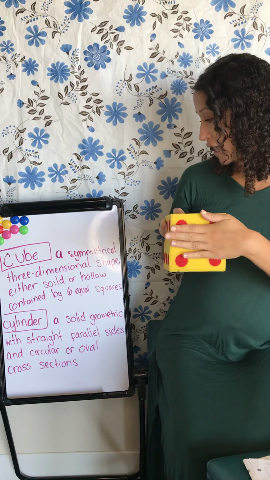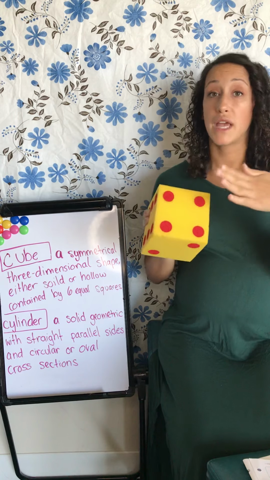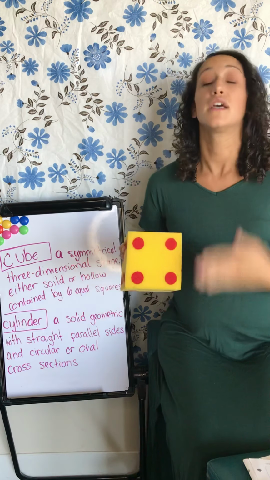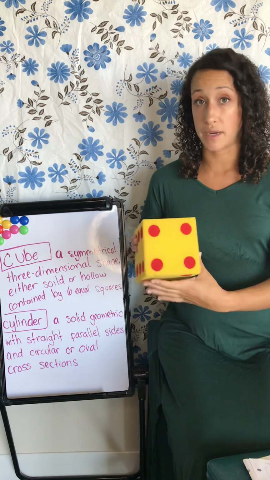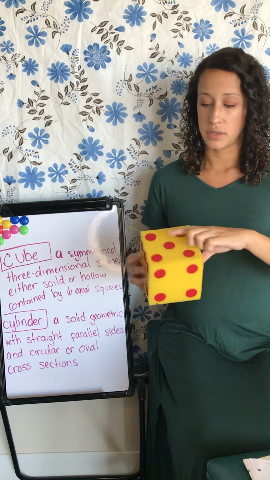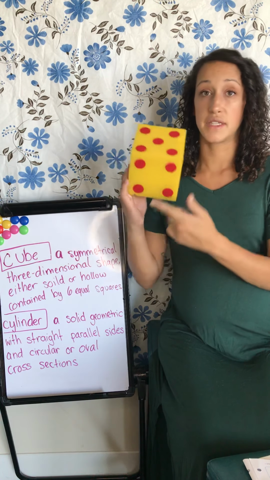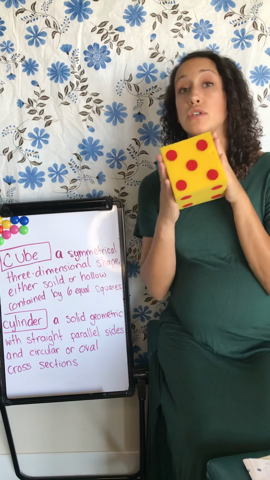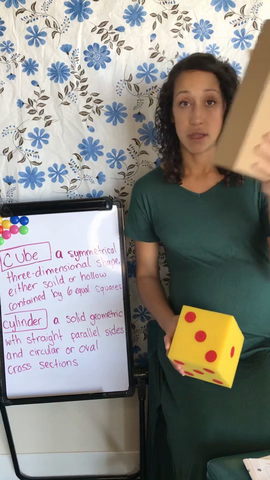All right, and it is contained by 6 equal squares. So that means it has to be a square on every single side. That's part of what makes it symmetrical. So let's count to make sure we're right. Ready? 1, 2, 3, 4, 5, 6. So it has 6 equal squares.